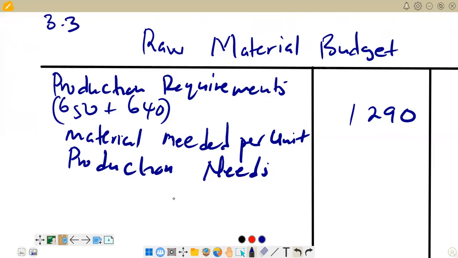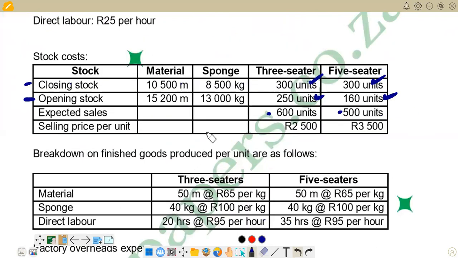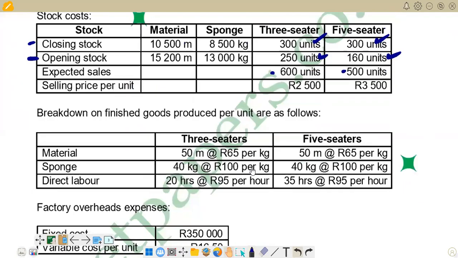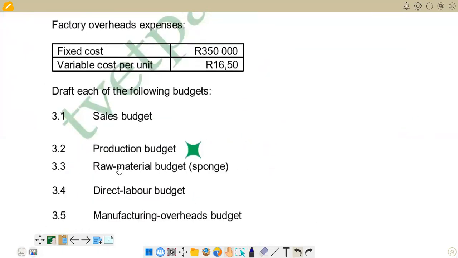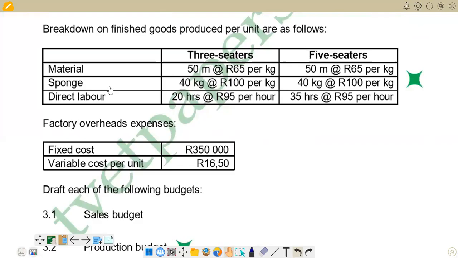For that one, we go back to see what is the material per unit. We come here in the section of breakdown of finished goods produced per unit, which we are given here. If you go to the question, you can see that this raw material budget specifically is for the sponge. Very important to take note. There's a specification in our question that we should concentrate on the sponge. So we are just going to go on the row of the sponge on the table that we are given.